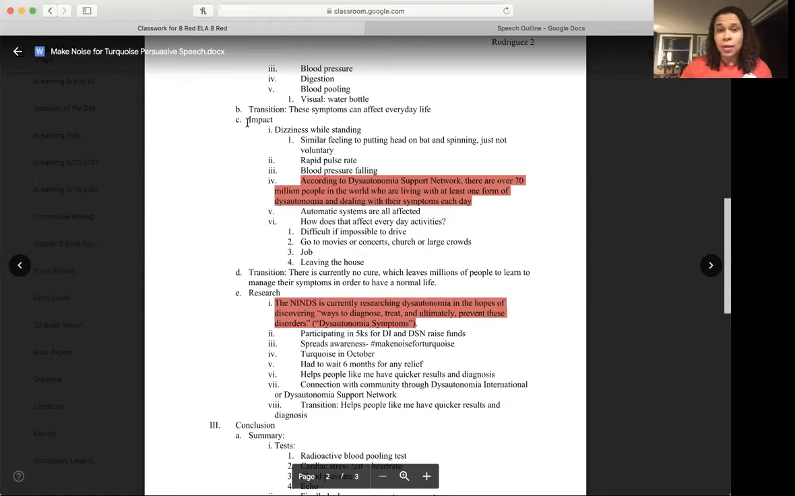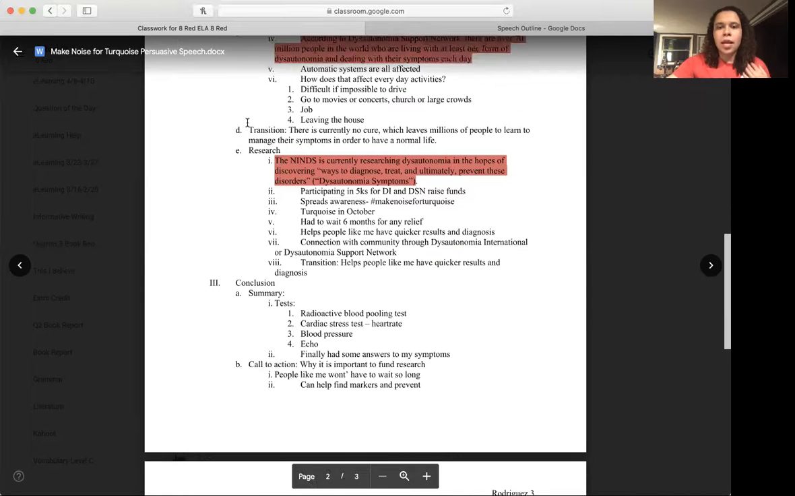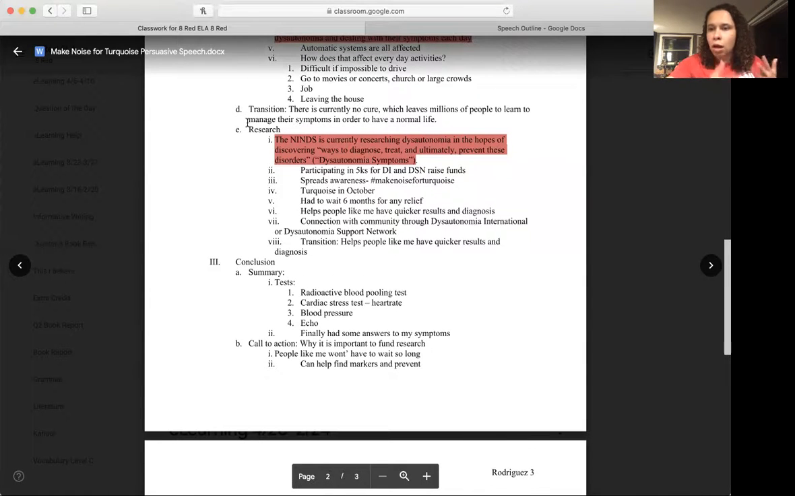Then, after I've talked about the impact these symptoms have, I'm going to transition. There's currently no cure, which leads millions of people to learn to manage their symptoms in order to have a normal life. And then I'm going to talk about the research. And then I have another quote. I'm talking about the different ways that you can support research, blah, blah, blah. And then I'm going to talk about the different foundations, the different organizations. Have another transition, helps people like me have quicker results and a quicker diagnosis so that we can help our bodies do the work that they need to do.